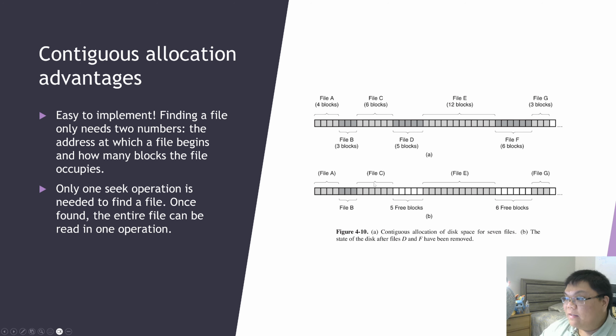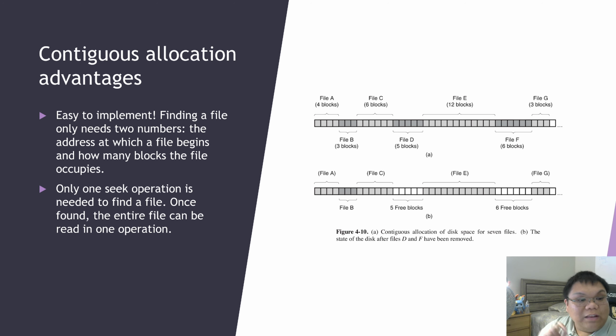So file A, let's call this block 0. So this is block 0. File A starts at block 0 and it's 4 blocks long. That means file B, which is 0, 1, 2, 3, 4, starts at block 4 and it's only 3 blocks in size. File C, that is block 7 and it's 6 blocks long. We only need 2 values to describe every file on the disk: at what block does the file begin, and how many blocks does the file occupy?